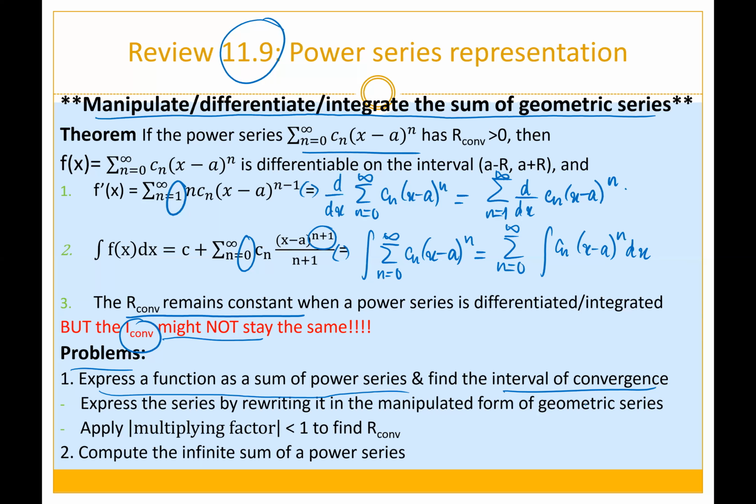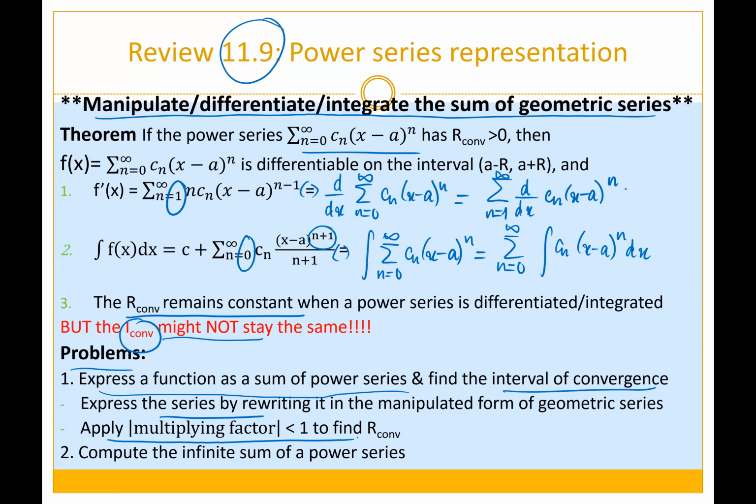The first step is to express a series by writing it as a geometric series and put it into the form of a power series, maybe by deriving it or relating it to some of the basic functions that we derived using differentiation or integration. Then you apply the multiplying factor being smaller than 1, using the ratio test on the multiplying factors to find the radius of convergence, and then you just check the two endpoints.